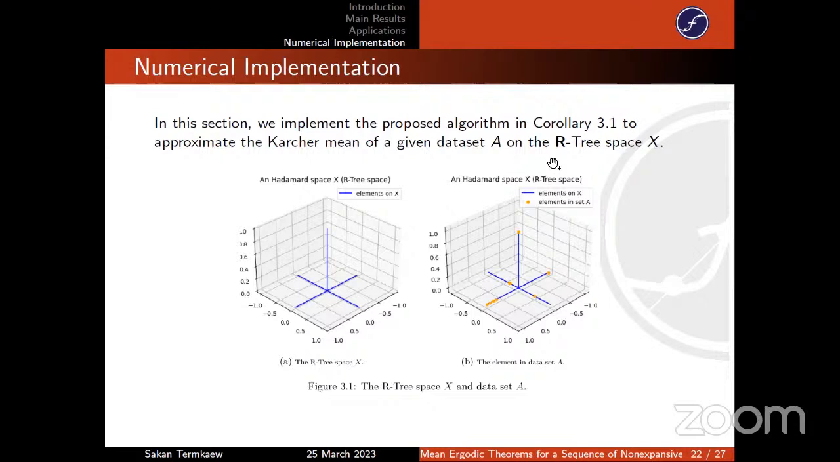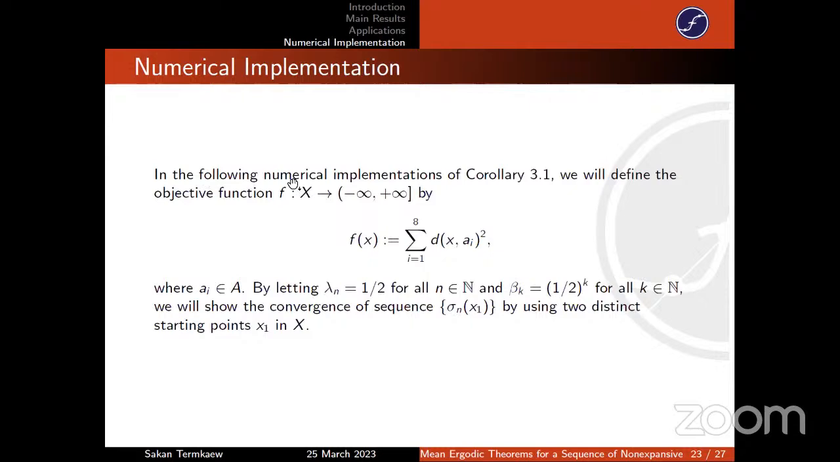Please look at the left hand side picture. In this picture, the blue line represents the data set X, which is an R-tree space, and in the right hand side picture, the orange points represent the elements in the set A. And by using the quality T.1, we define the objective function F by the summation of i from 1 to n of distance x a_i squared.